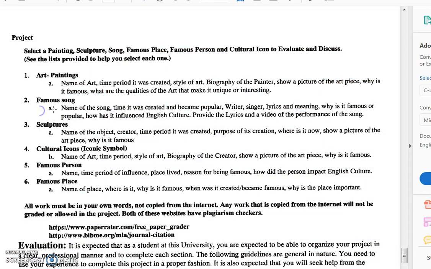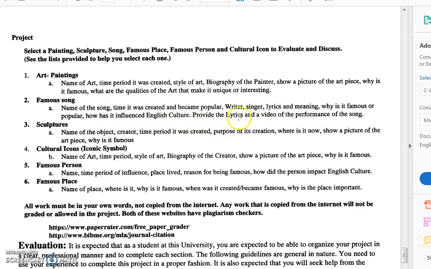When you do a famous song, you're going to look up the name of the song, what year it was created, what year did it become popular. Sometimes they were written or performed, but they don't become popular until many years later. Who is the writer of the song? Who is the singer of the song? You're going to actually post the lyrics. We're going to look at the words of the song, and then you're going to give an explanation. What do the words mean? So you're going to give a brief description of what the song is about. You're also going to talk about why it is famous or popular and how it's influenced English culture.